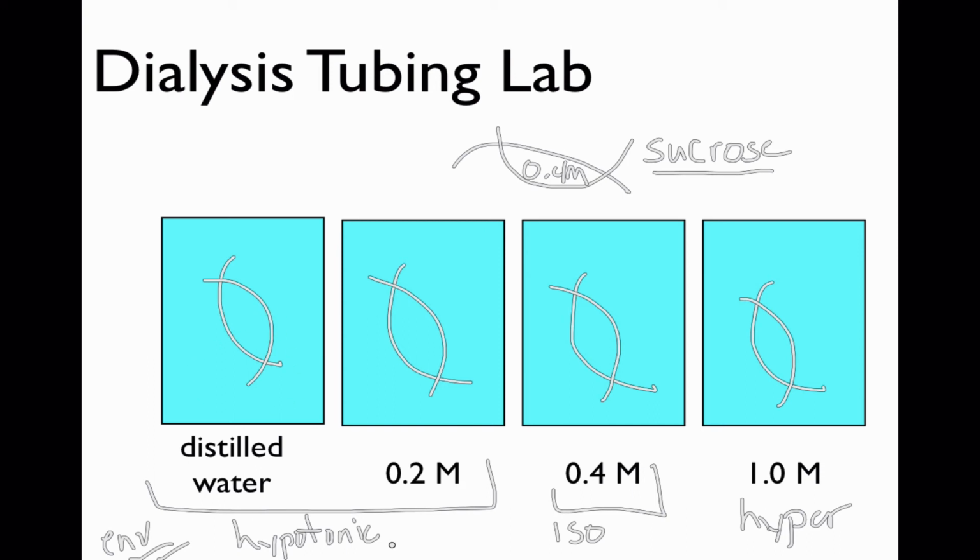So whenever you use these words hypo, iso, and hypertonic, you have to tell the reader or tell the teacher when you're using this about what you're talking about, the environment or the cytoplasm of the cell.